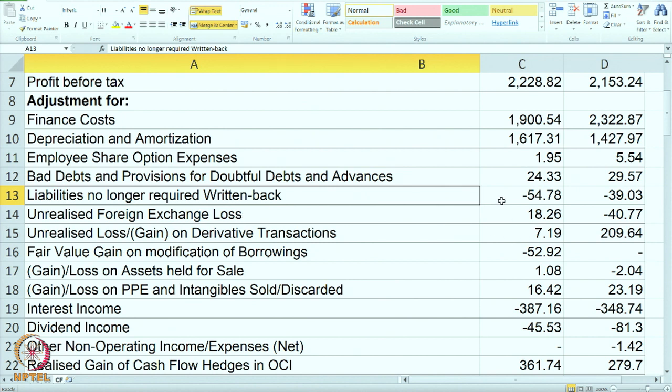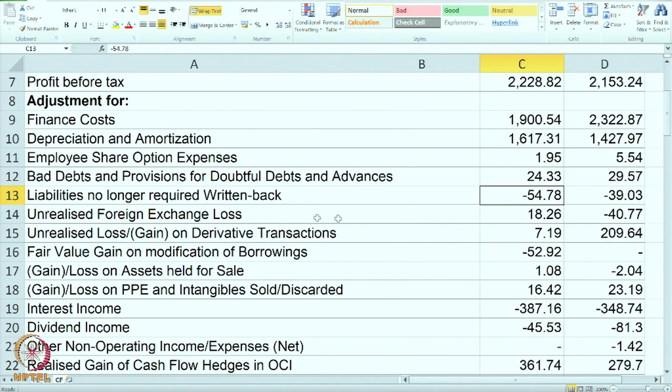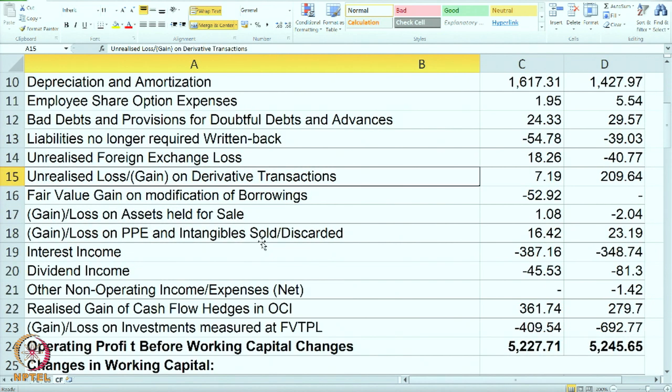See, mark the sign also, it is a negative, because it is a profit to us, we are now reducing it. Then unrealized forex losses, unrealized gains, these are not directly cash flow items, but since they have an impact on P&L, we are considering them here. Then fair value gain on modification of borrowings, again it is a non-cash item, but since that gain was included in P&L, we have included it here as a negative item.